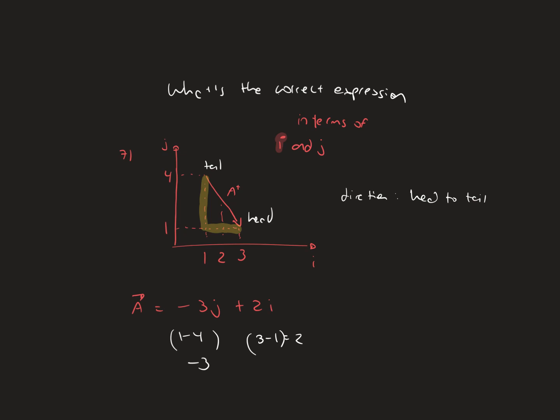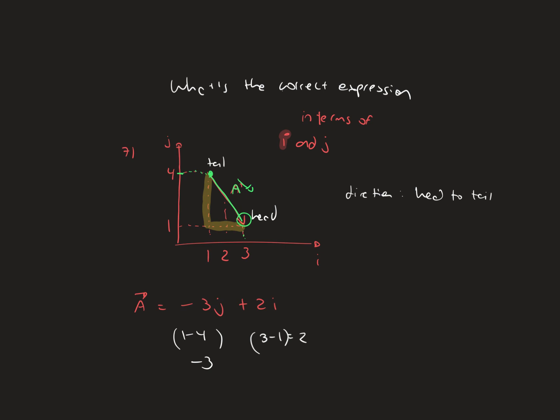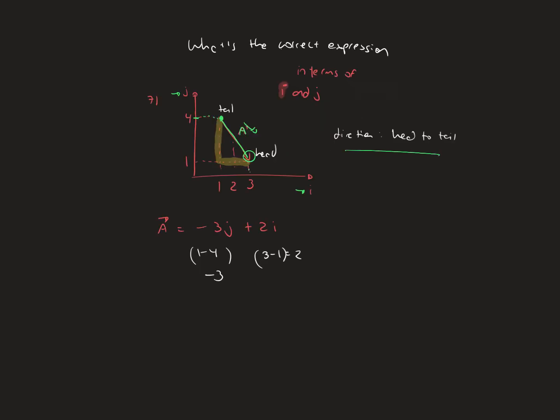In this problem, they're asking us what's the correct expression for the following vector A. So as we know, this is the tail and this is the head. So the tail is perpendicular to y equals 4 on the y-axis and to 3 on the x-axis. Now we're going to call the y-axis j and the x-axis i. So the direction of this vector is going to be from head to tail.